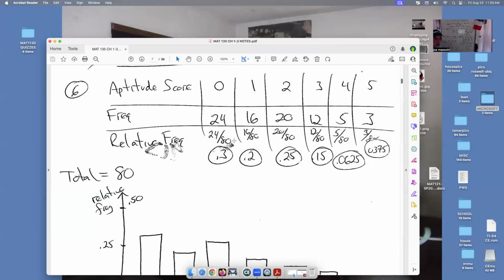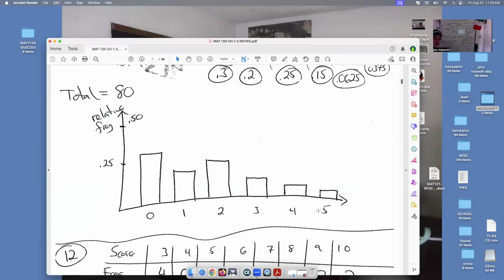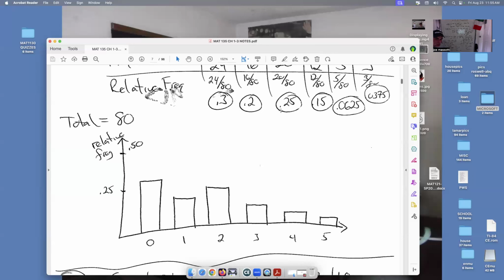Now, from this table, we can create a frequency chart. If we label the categories here, these are the scores, right? 0 through 5. Here I have a relative frequency chart. I am graphing these numbers, 0.3, 0.2, 0.25, 0.15, 0.0625, and 0.0375 on this scale. So the people who scored 0 are 30%. The height of this bar goes up to approximately 30%, 20% for the bar here for 1, 25%, and you can see the relative sizes of the bars.